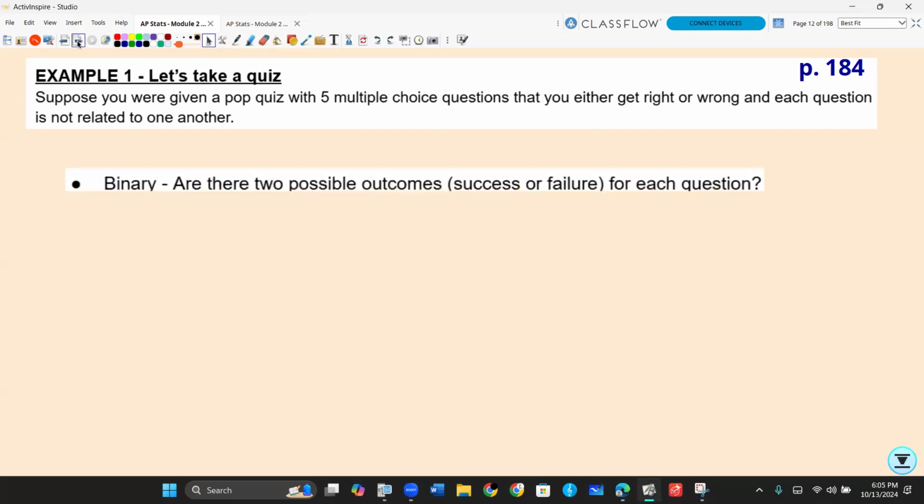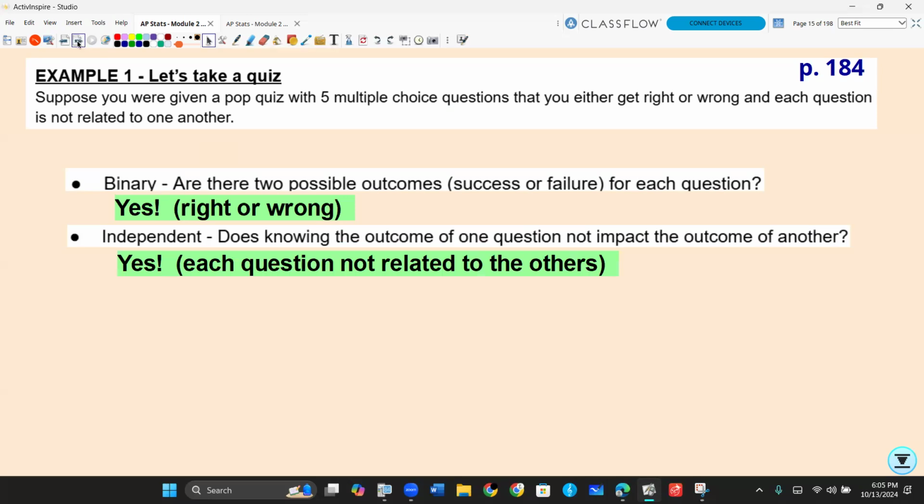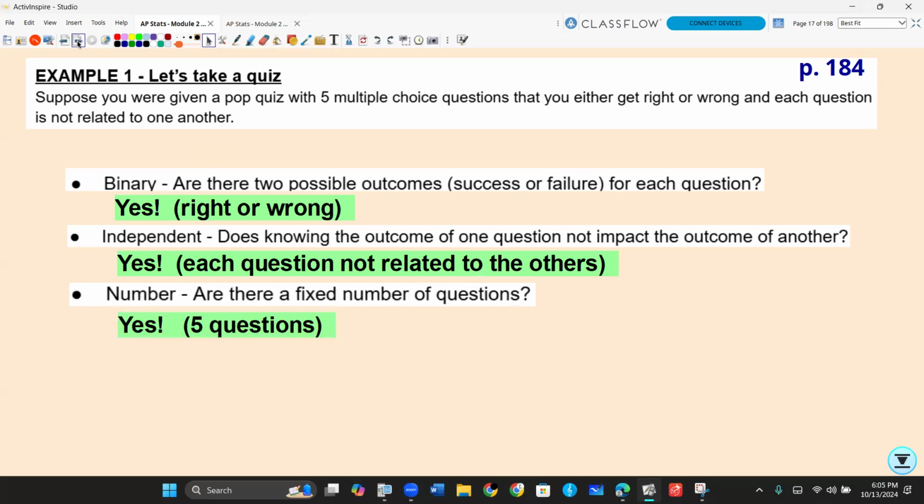We want to ask a few questions. Are the outcomes binary? Are there 2 possible outcomes, success or failure, for each question? And the answer in this case is yes, right or wrong. What about independent? Does knowing the outcome of one question impact the other? They shouldn't, so those are independent. What about, is there a fixed number of questions in this case? Yes, we have 5 questions.